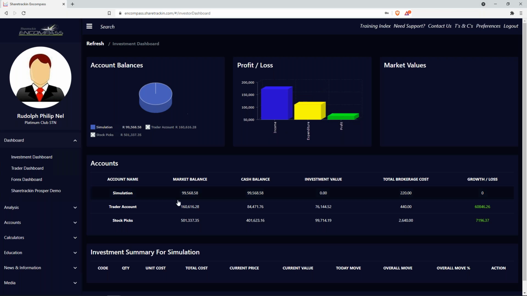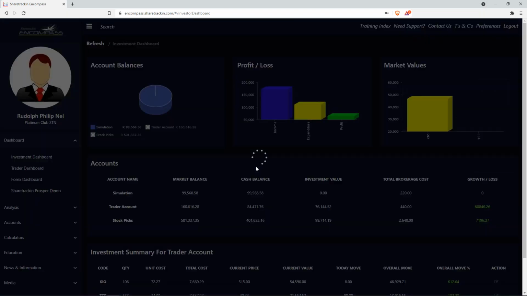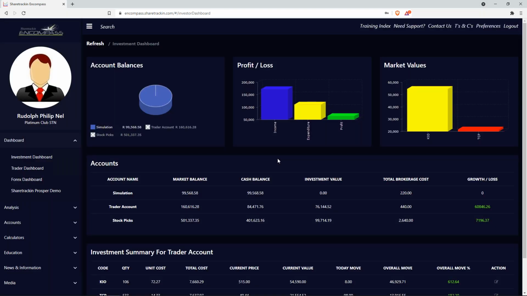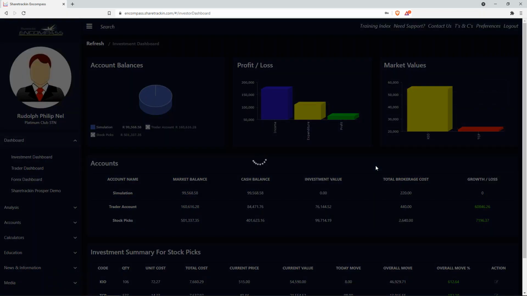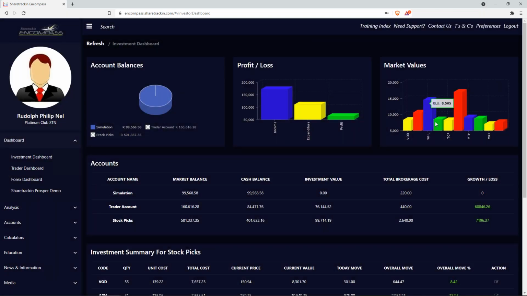And then the market values obviously is the market values of the current shares in the current portfolio. So if I select simulation, or sorry, trader account, and then on the trader account, it will show you the two shares that I've currently got in there. So it's Kumba Iron Ore and TCP Transaction Capital. So of course, the more shares you have, let's say for instance in the stock picks, the more bars it will give you, telling you the value of each and every one of them. So the market value that's currently there for each share.